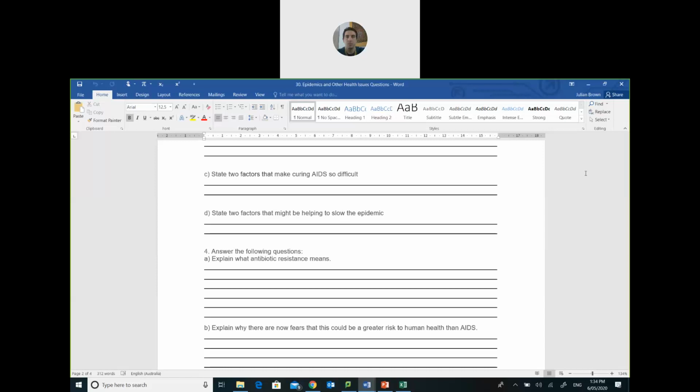Any ideas? The government gives awareness. They give health education for the people, to make them aware about this. Yeah, totally. And the symptoms and the transmission of diseases. So that it is slowing down the death rate. Yep. Another one.